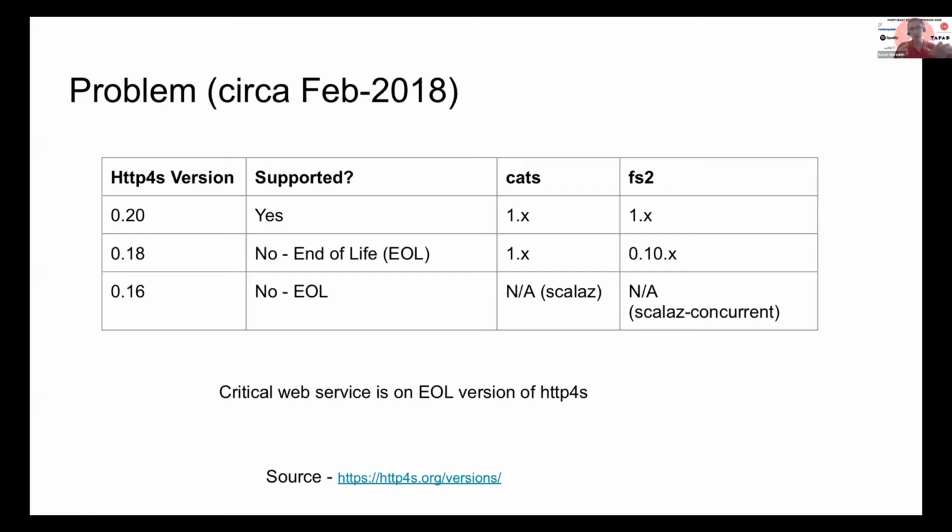So the problem is, given this is an important service, it's unacceptable from a business point of view and a tech point of view to be on an end-of-life version, because it's not going to enjoy the benefits of defects that are fixed as well as improvements to the library itself. The technical problem is also that it's not a trivial upgrade in terms of code changes to go from 0.16 to 0.20 directly.